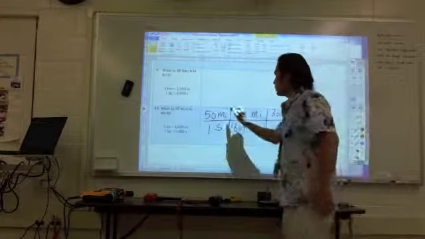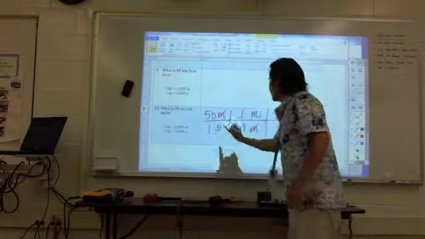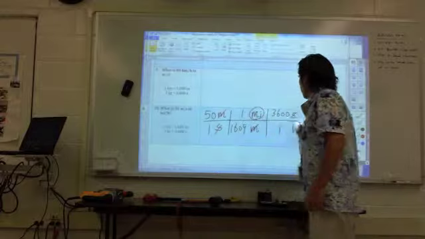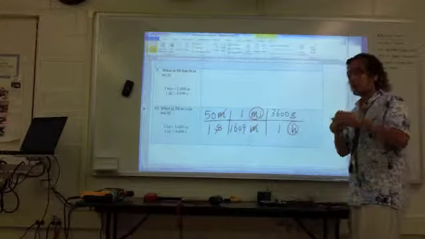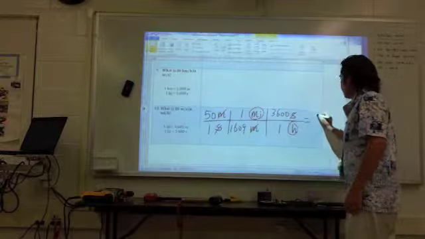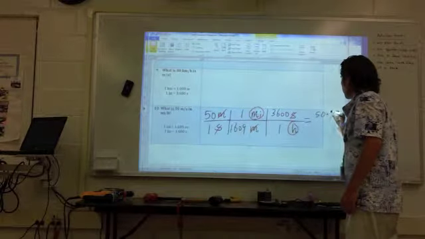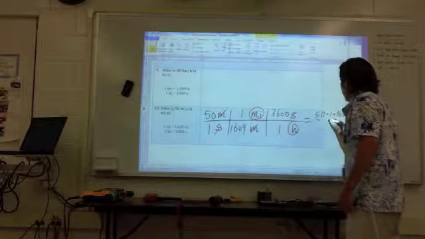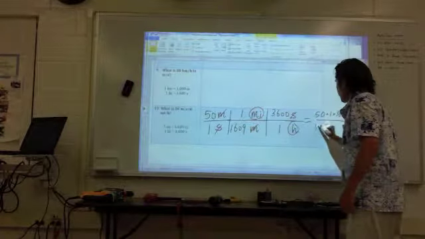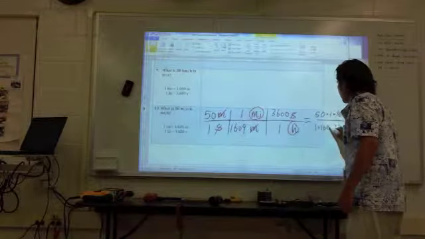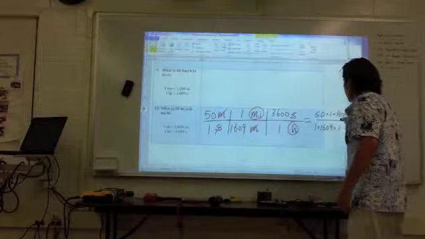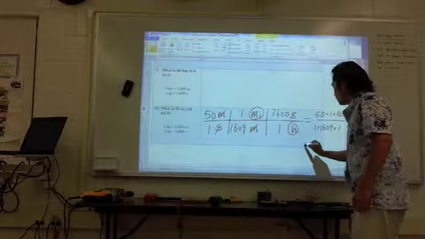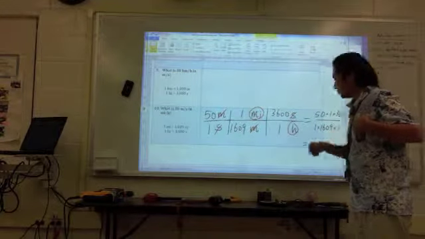Cross out like terms up and down. Identify the surviving units. Gather all the numerical factors. 50 times 1 times 3,600 divided by 1 times 1609 times 1 miles per hour. I don't have any room to put that, so assume that it's there. Okay.